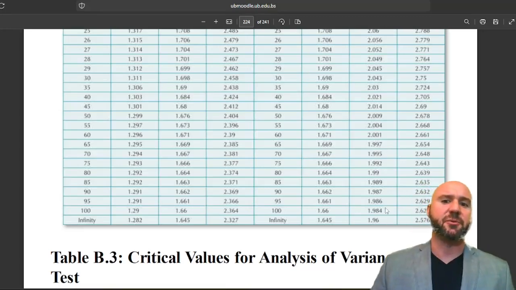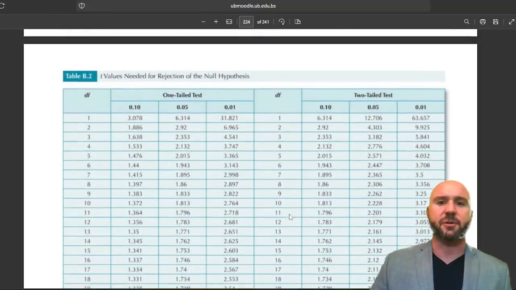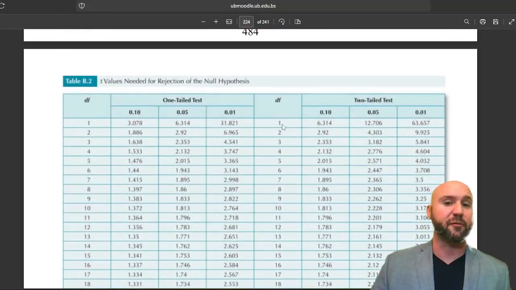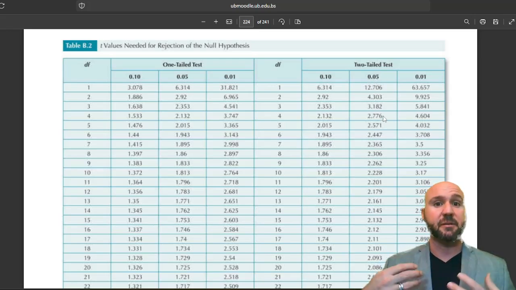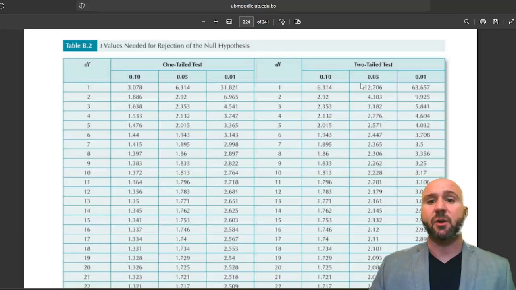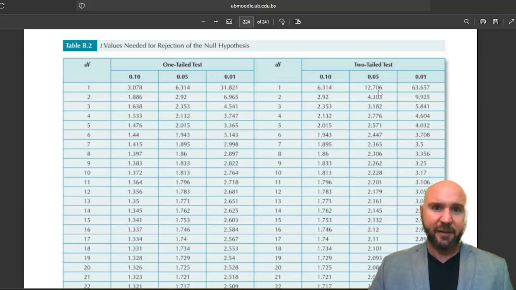Now, as you go farther and farther away from infinity and get closer and closer to 1 degree of freedom, you can see that the critical values jump drastically. So if you have 1 degree of freedom, which means you have a very small sample, the obtained value that you have to achieve is very high. This is a very large obtained value.